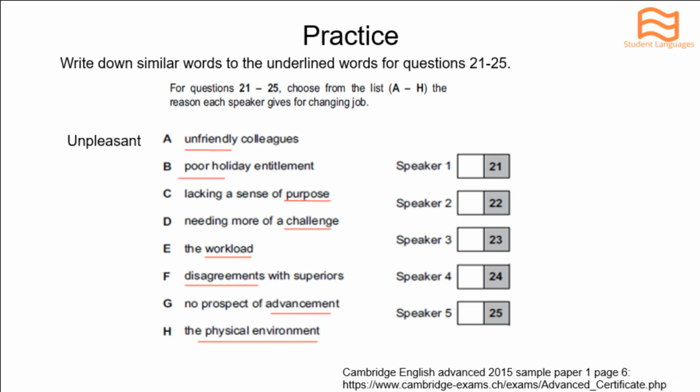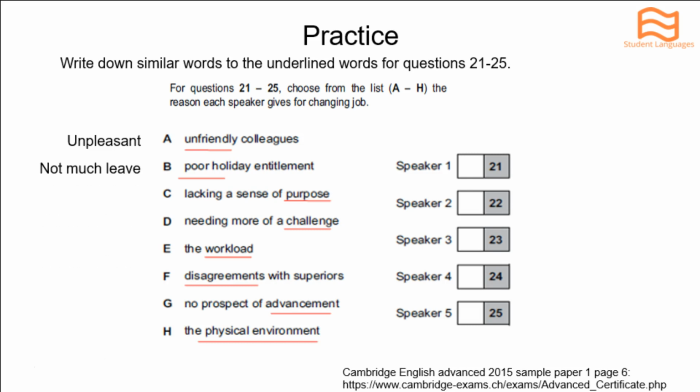So a similar word to unfriendly is unpleasant. And that could be a word that you might hear in the recording. And if you hear speaker 2 talking about unpleasant colleagues, or unpleasant people at work, then you know that the answer for speaker 2 would probably be the letter A.